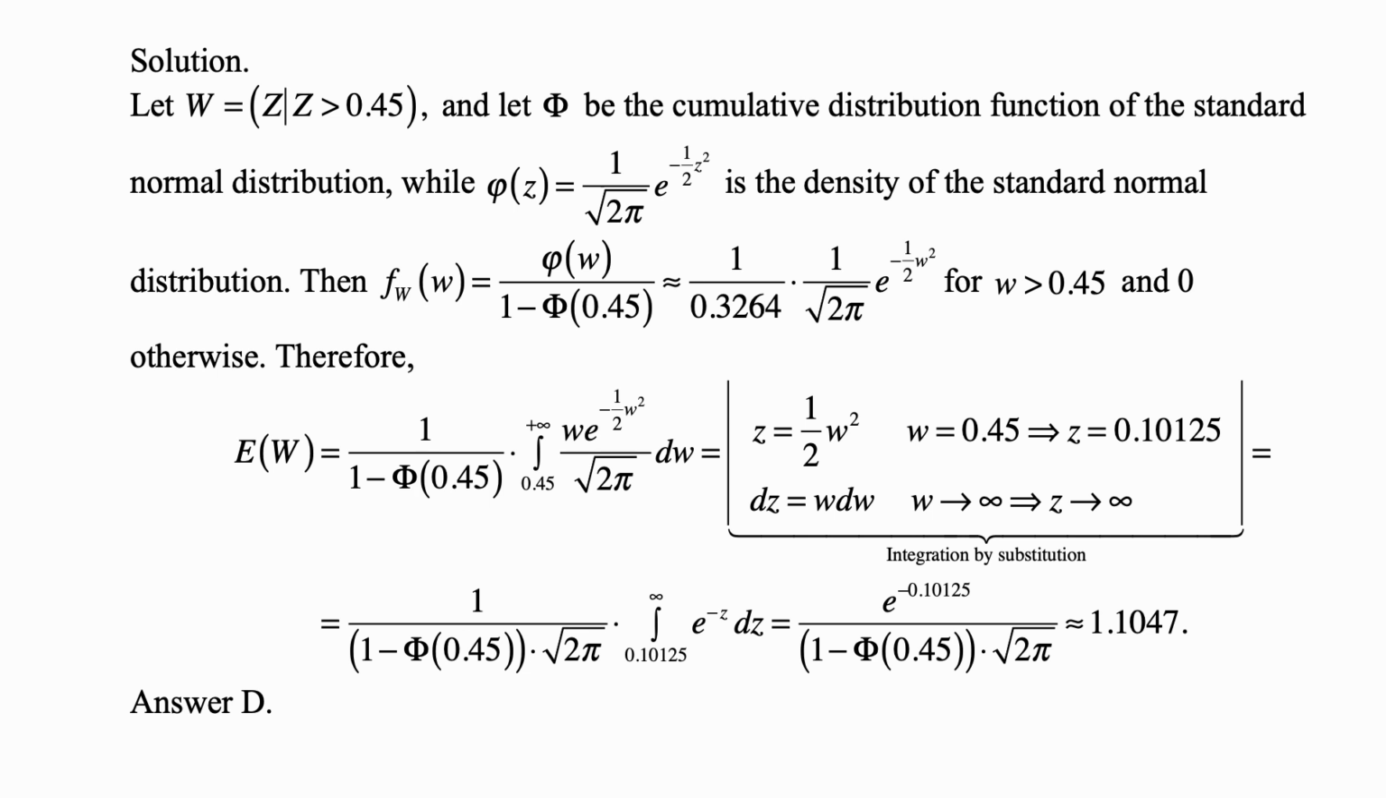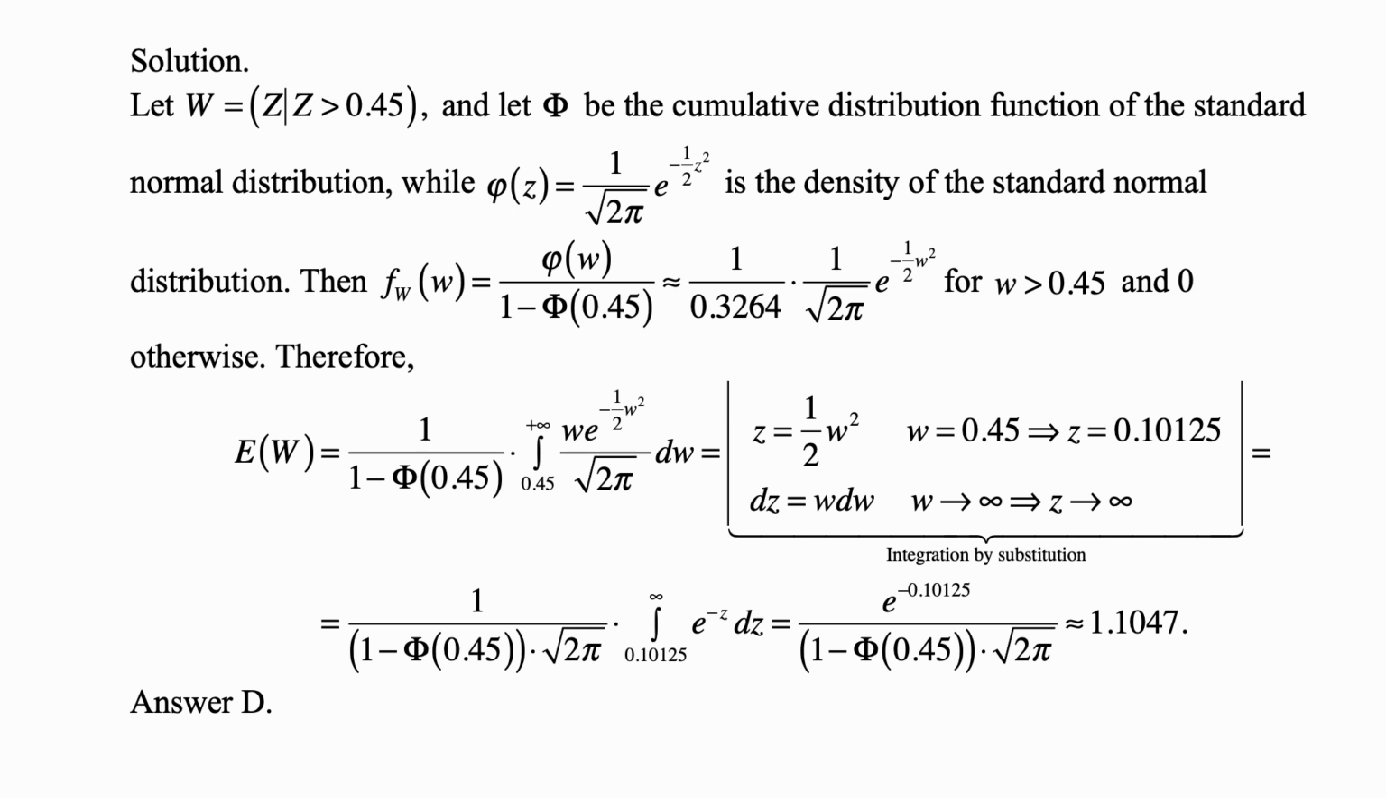And we can actually look up that value, 1 minus Φ of 0.45. So we can write this as 1 over 0.3264 times 1 over square root of 2π times e to the minus 1/2 w squared for w greater than 0.45 and 0 otherwise.